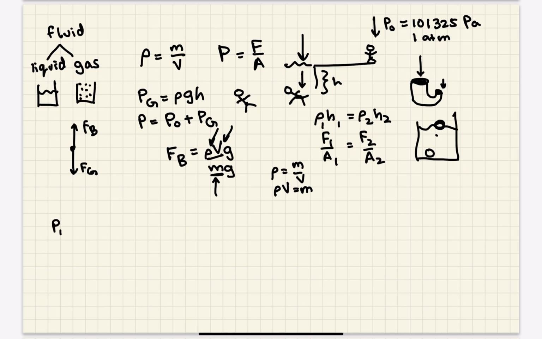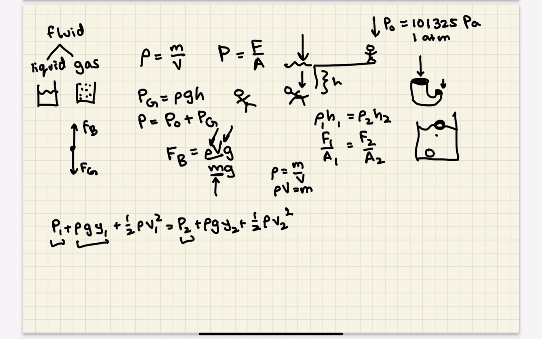It says P1 plus rho g y1 plus 1/2 rho v1 squared is equal to P2 plus rho g y2 plus 1/2 rho v2 squared. Okay, what in the world is that? First, that's the pressure at two different points. This is the gravitational potential energy. You might remember that's mgh, but it's a bit weird. Why is there a rho there? We'll get to that in a second.